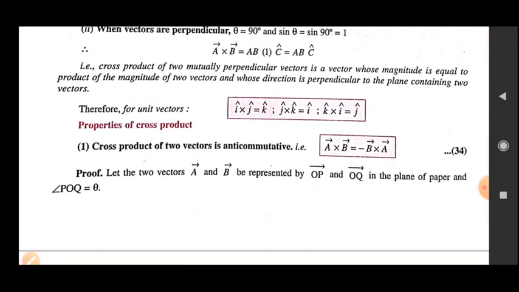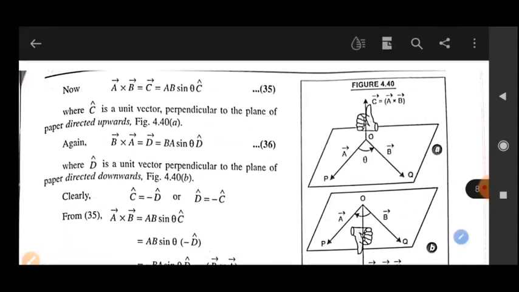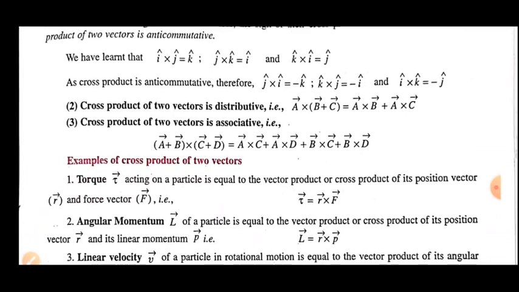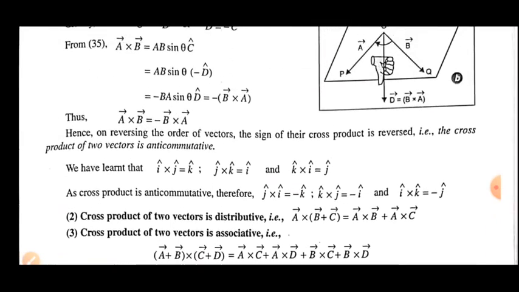Now let's see the properties of the cross product, just like the dot product. The cross product is commutative in nature. Actually, anti-commutative, not commutative. a cross b can be written as minus b cross a. Similarly, the cross product is distributive, and the cross product of vectors is not associative.